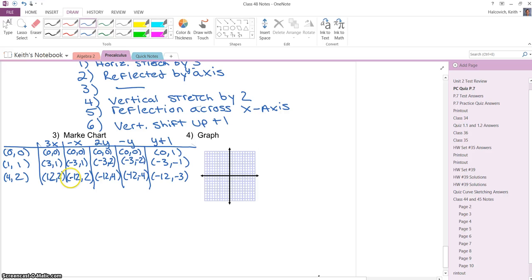So then you graph this. So 0, 1 is here. Negative 3, negative 1 is right there. 4, 5, 6, 7, 8, 9, 10, 11, 12, and down 3. We'll put it right there. So it ends up looking like that. There's our end result. F of x equals 1 minus 2 times the square root of negative 1/3 x.